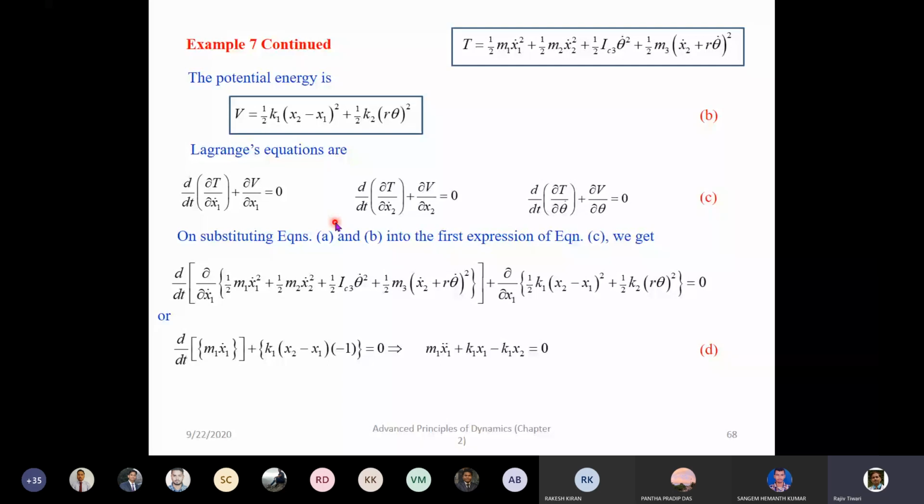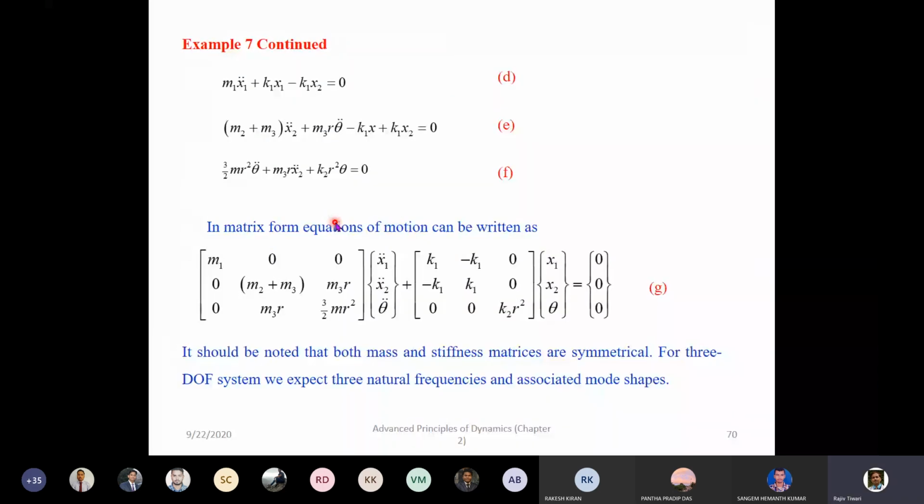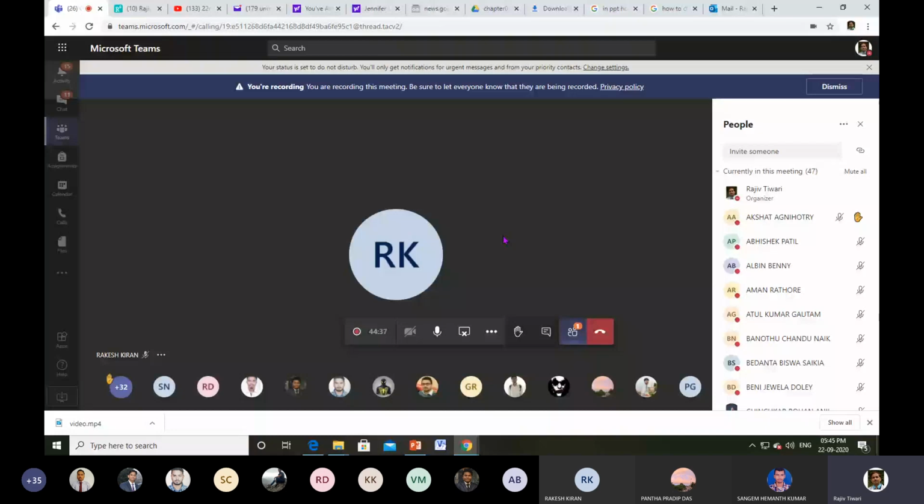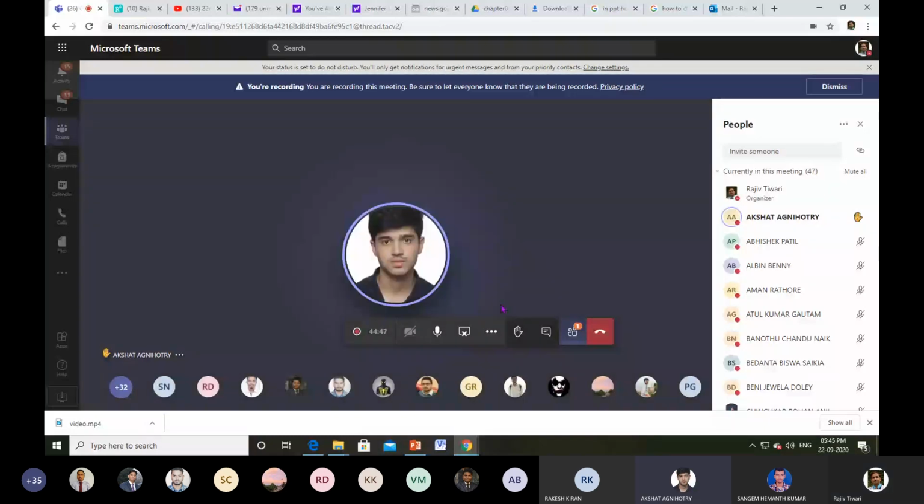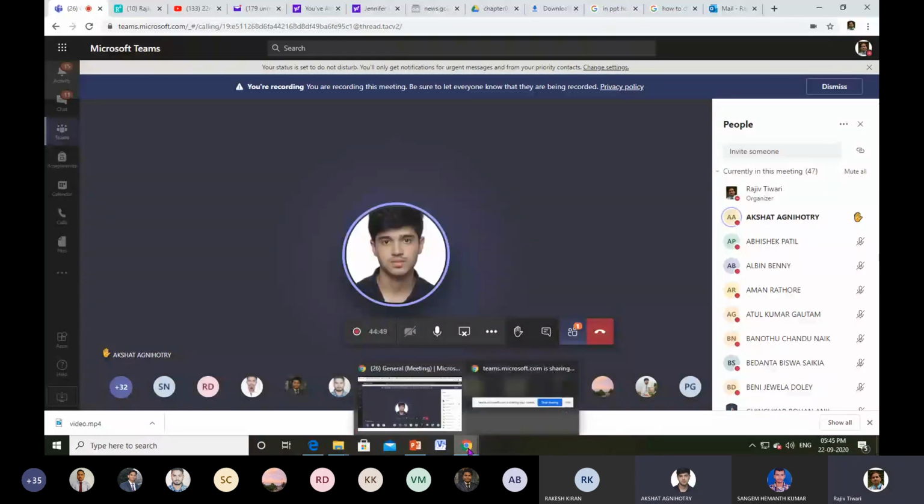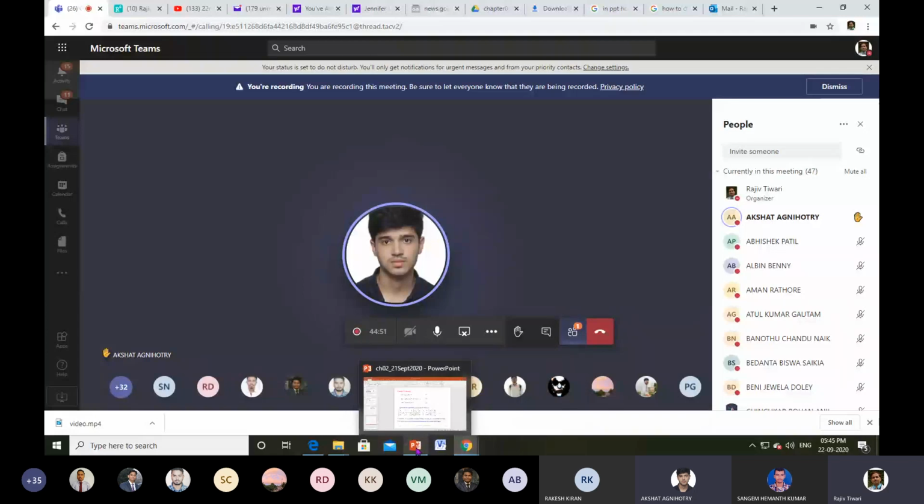So any questions on this, if you have? This was a simple example. Yeah, Akshat. Sir, you said that x2 and theta are coupled. What is the meaning of that?